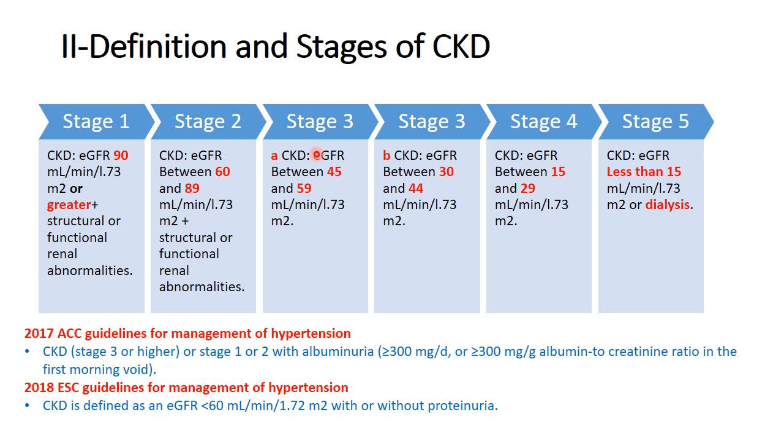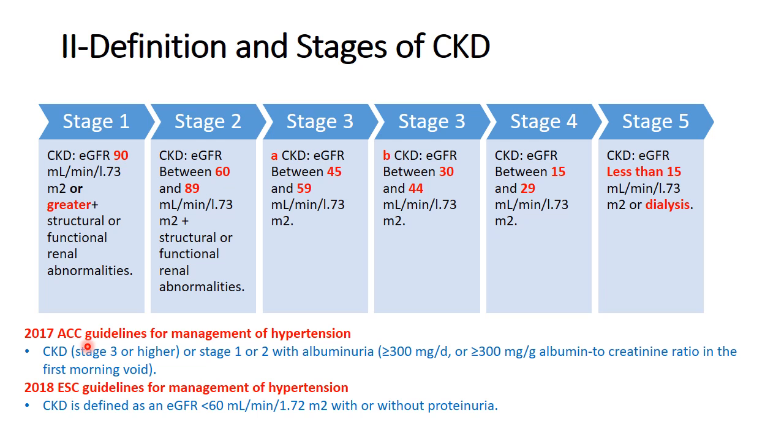Stage 3, GFR between 45 and 59 is called Stage 3A. GFR between 30 and 44 is called Stage 3B. Stage 4, GFR between 15 and 29. And finally, Stage 5, GFR below 15 or dialysis.